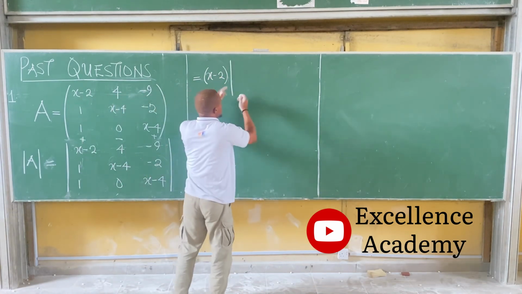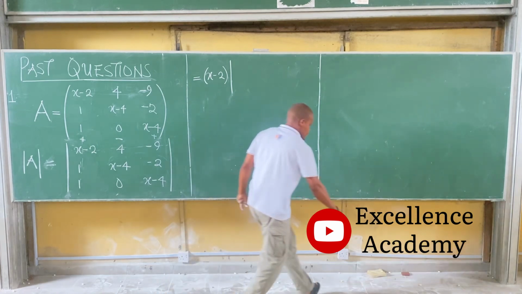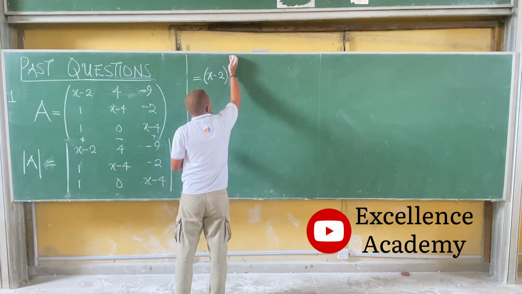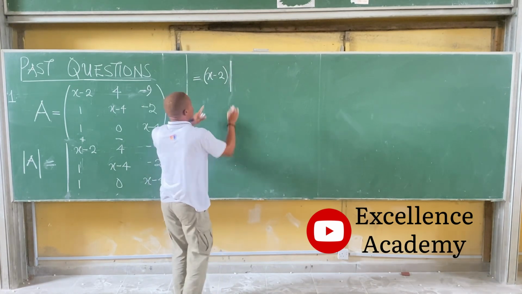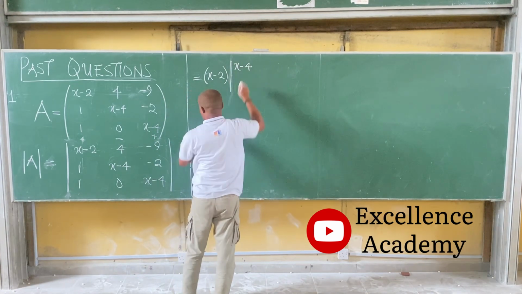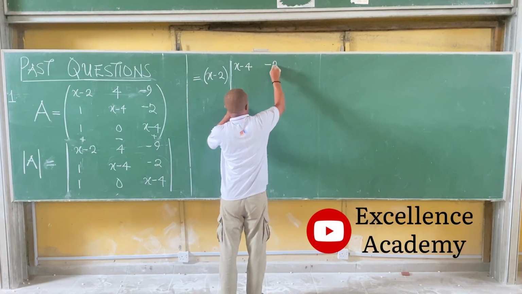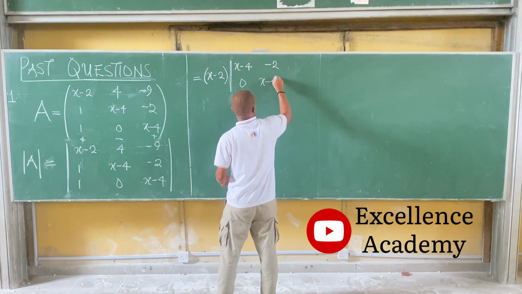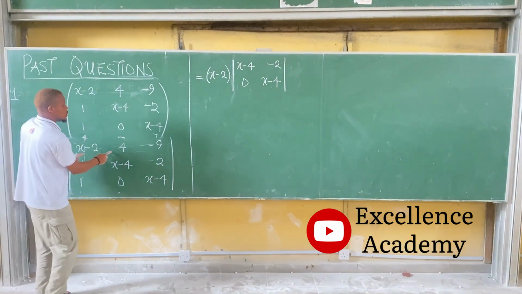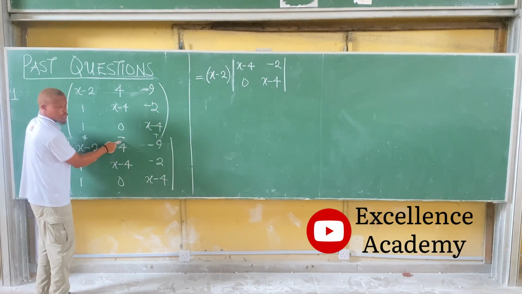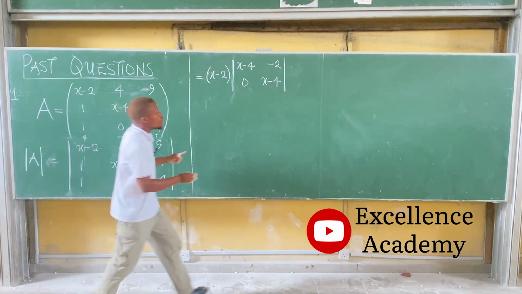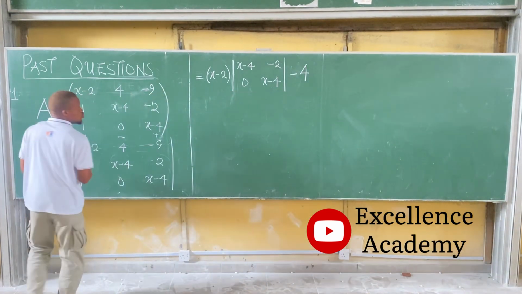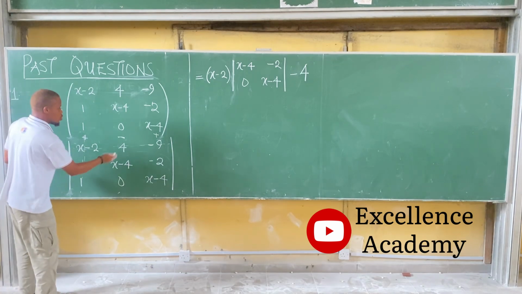For that, I'll write it as x minus 4 and minus 2. Next up, 0 and x minus 4. Next, the next element there, I'm having 4. But the sign convention there is minus, so I'll write minus 4. Then we create a 2 by 2 matrix for it. So this is how we do it.